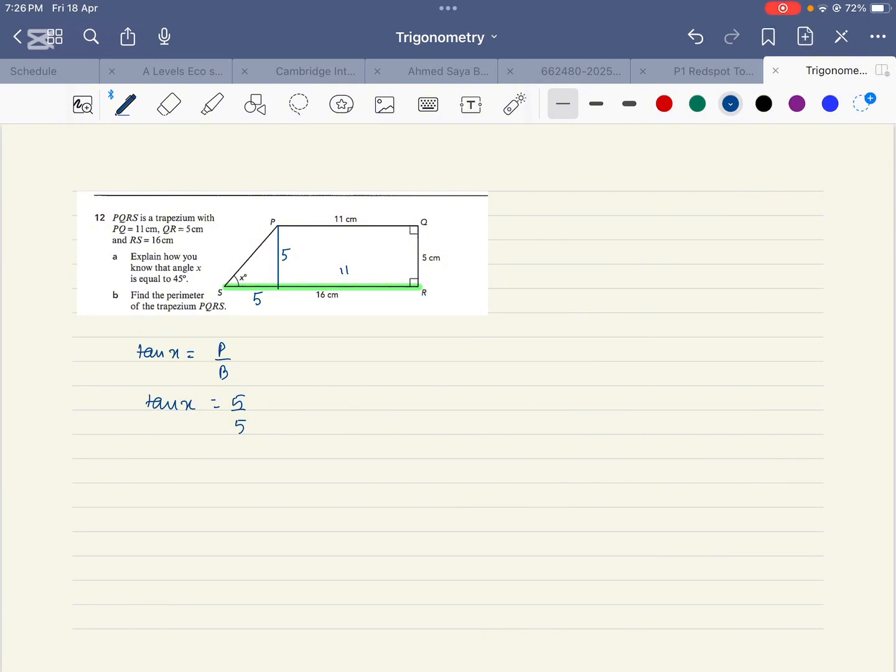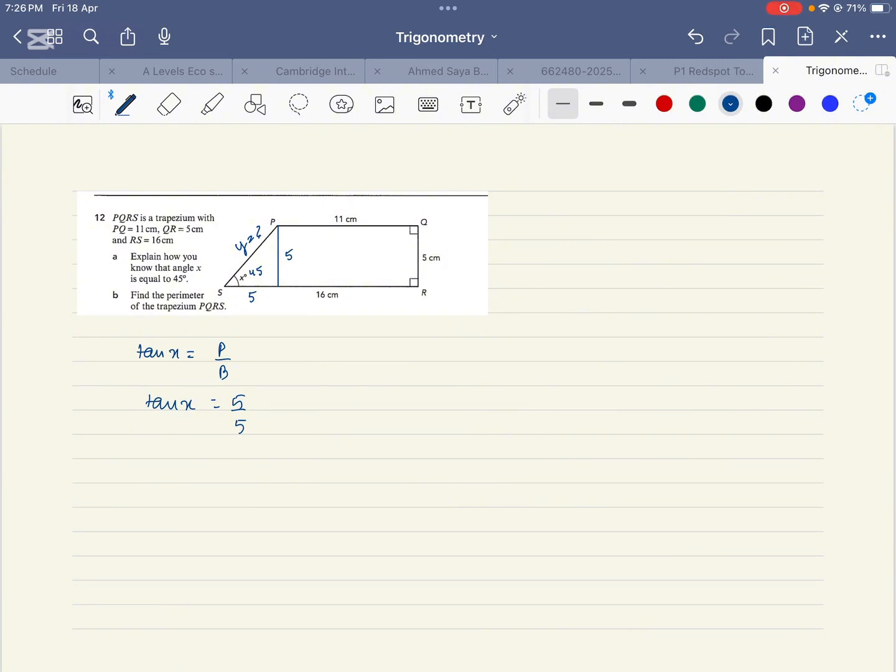Second question, find the perimeter of the trapezium PQRS. Perimeter means sum of all sides. So for the sum of all sides, we need this portion. How do we find this out? Let's see. We have 5 here. We have 45 here. We can easily calculate this. We can use even base also, depends on us.